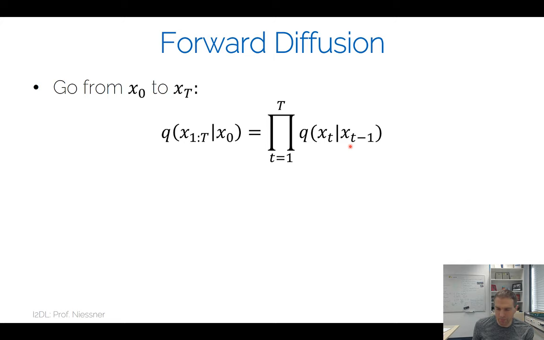And that's what I mentioned. This is basically this Markov assumption that is being employed here. Okay. And in practice, you might ask, how many steps do you need? In practice, you can have up to several thousands of steps. So it's a question how to make this efficient.